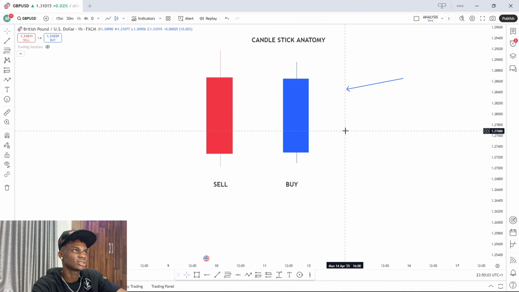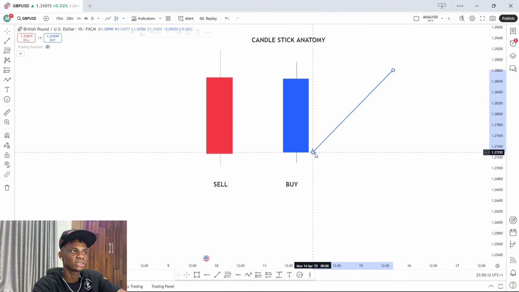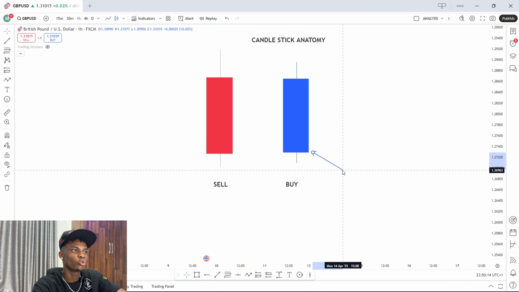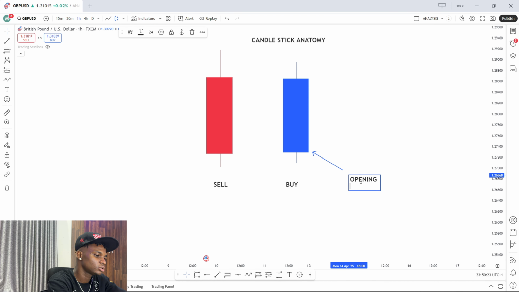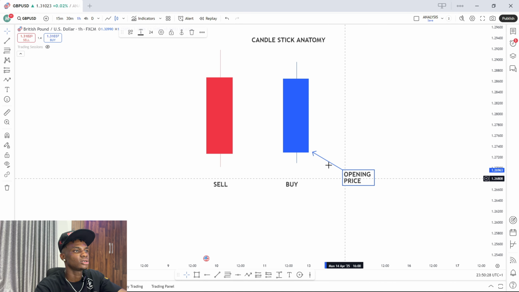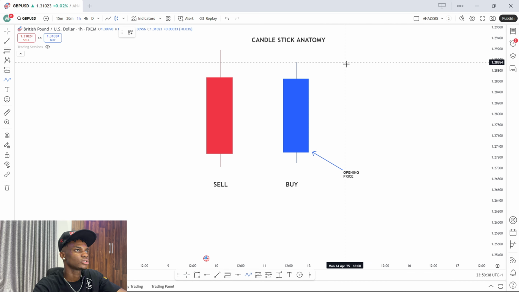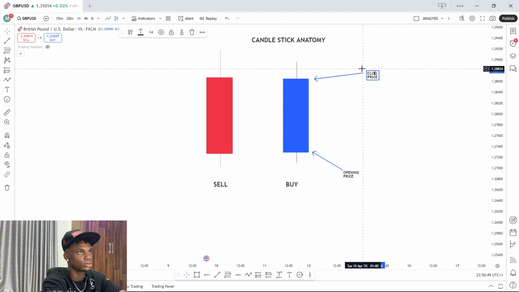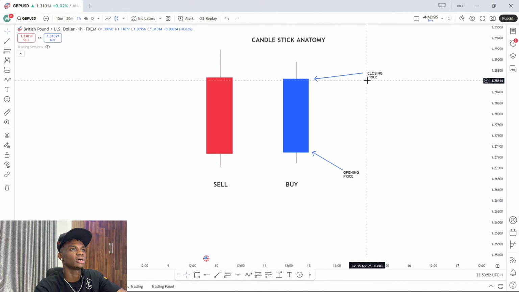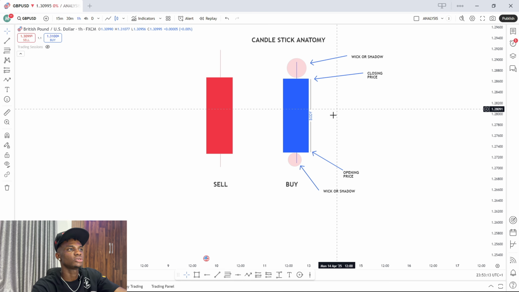When we try to dissect it into its parts, for bullish candles we have the opening price, which is this lower part, and the closing price. This part is called the wick or the shadow. This is the body of the candle.